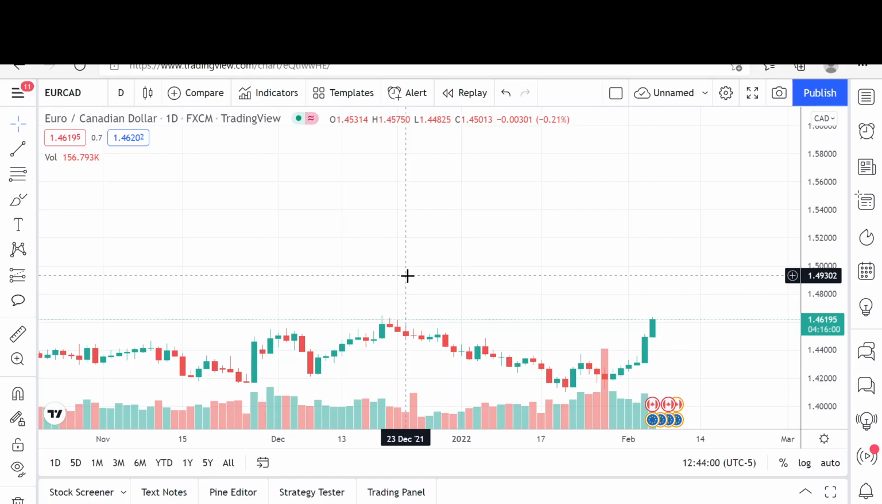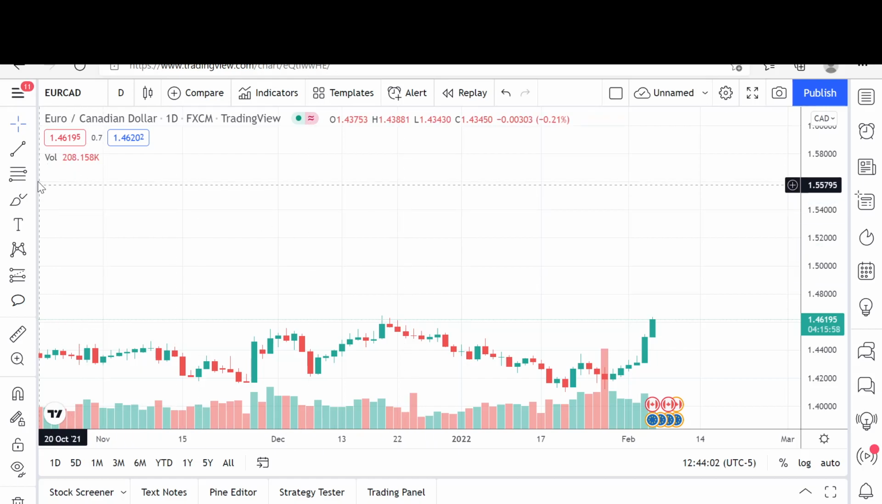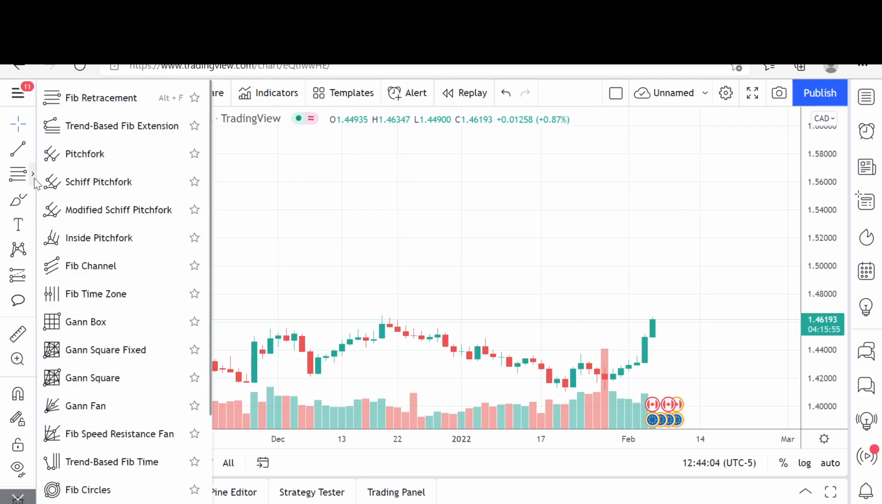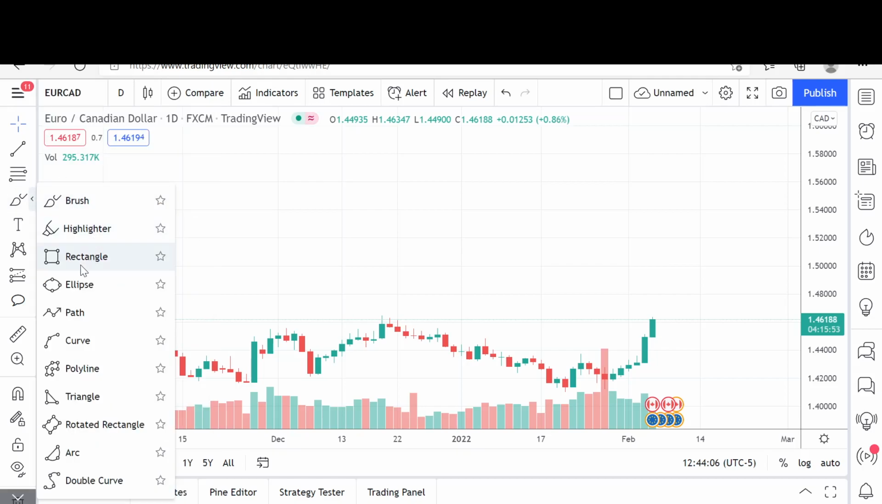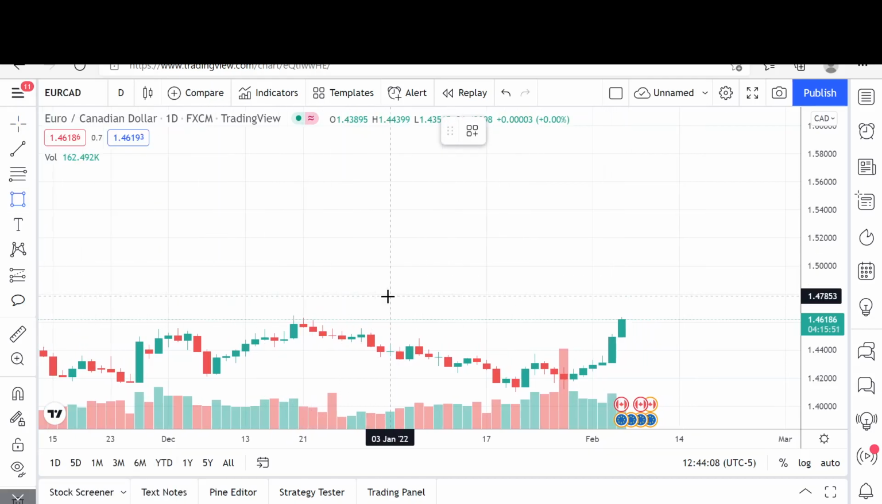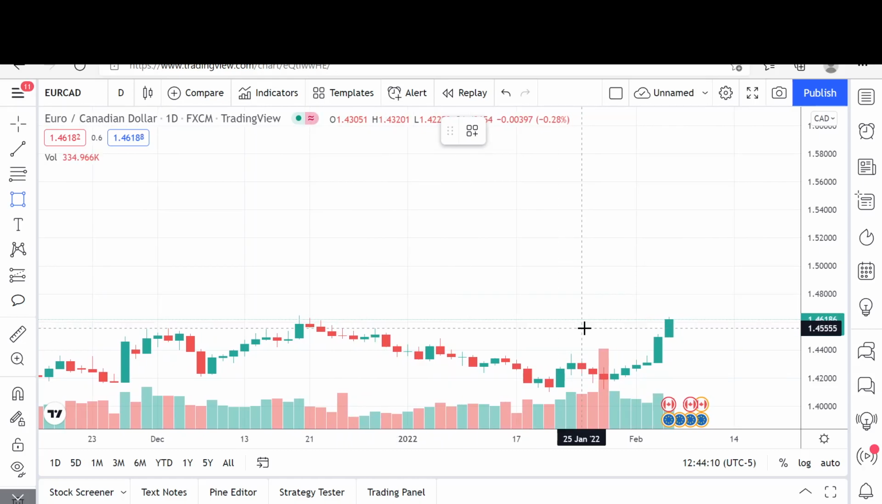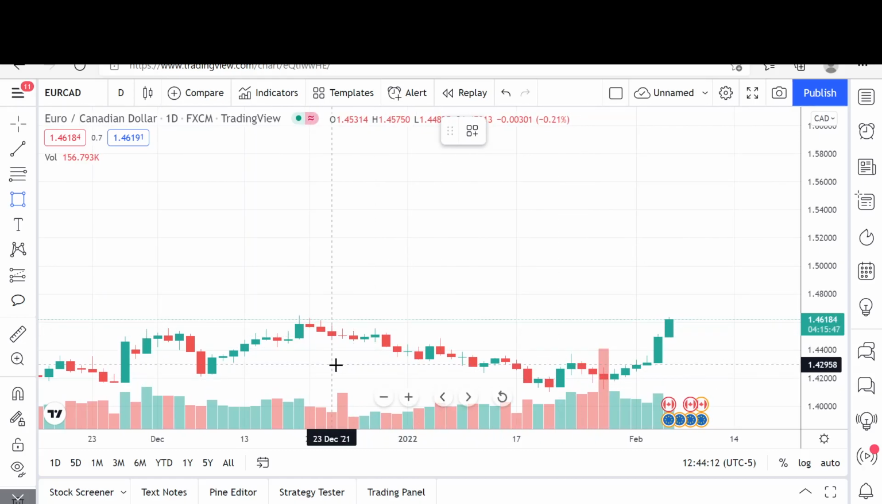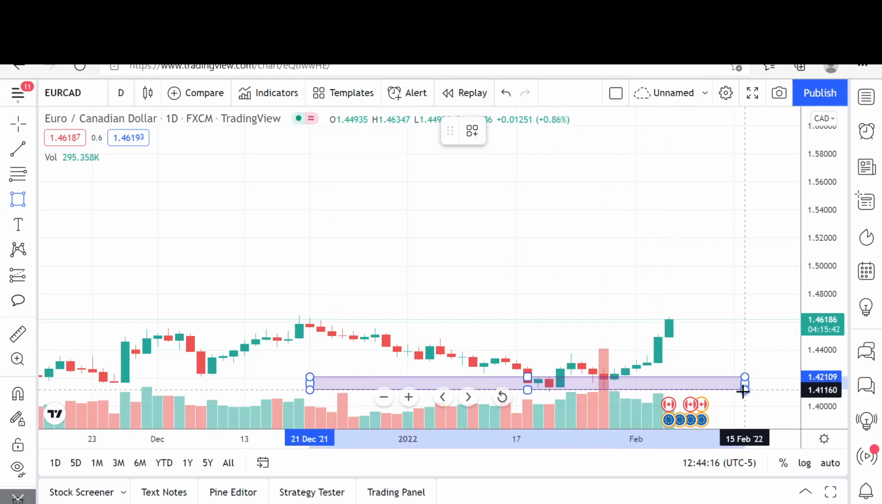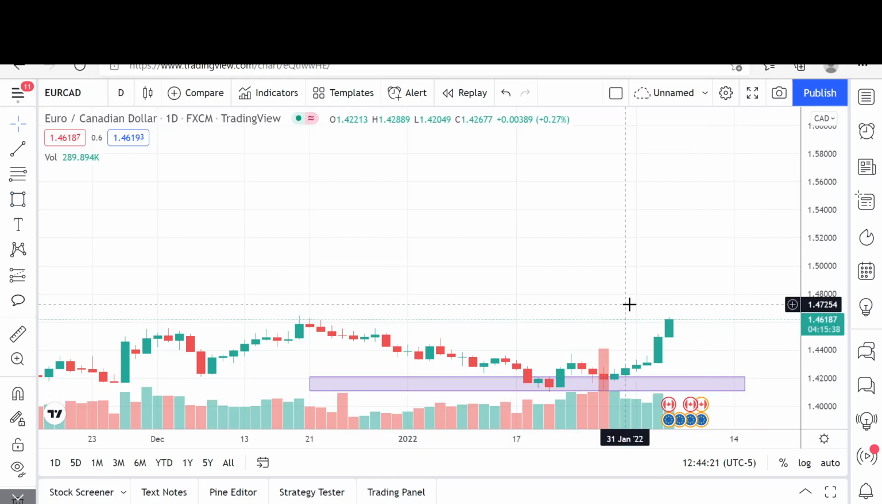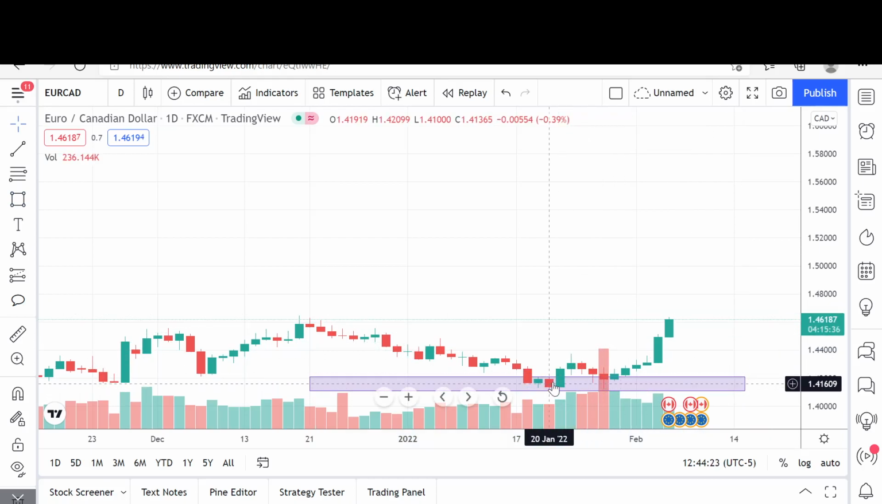So I'm going to go over one in particular that I hit recently, a trade I hit recently on EuroCAD right here. You see this? You see that right there? And boom. That is a bullish order block.